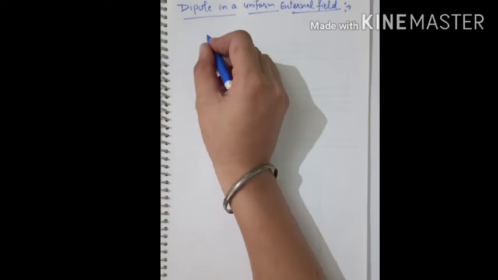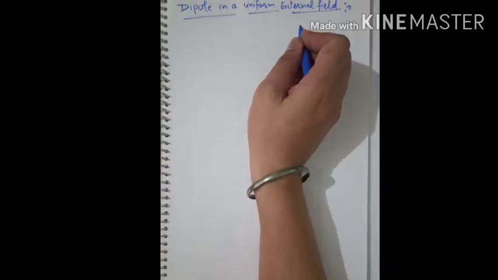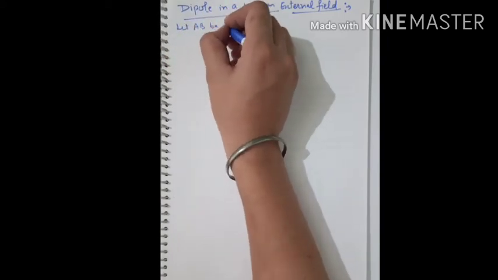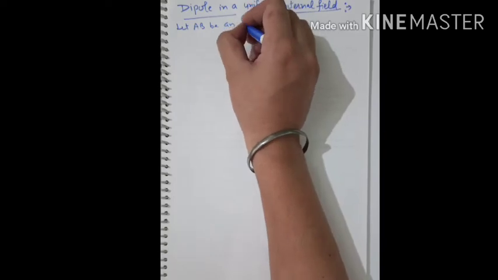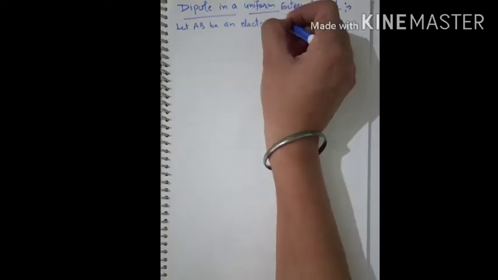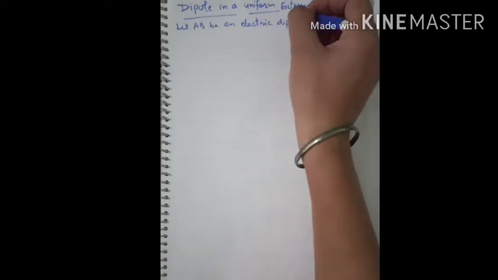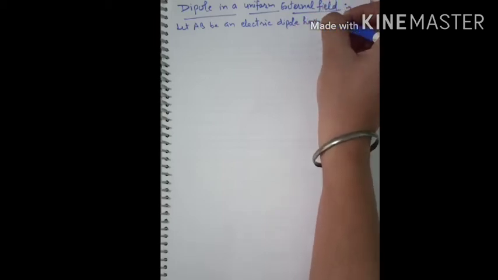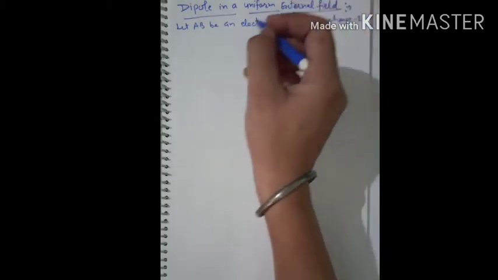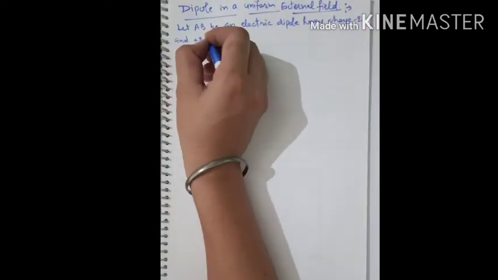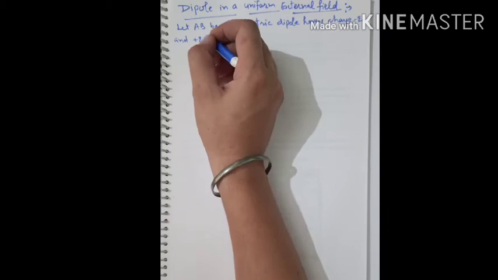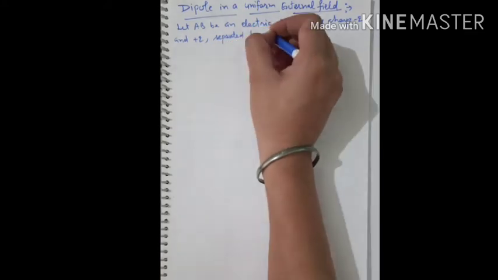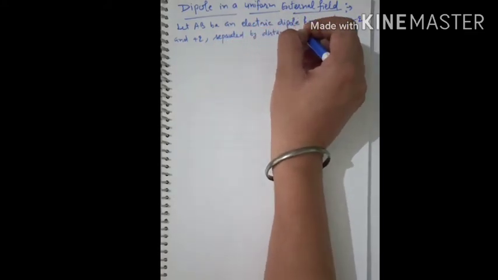Hello everyone, the topic is dipole in uniform external field. Let there be an electric dipole having charge minus q and plus q, separated by distance 2a.